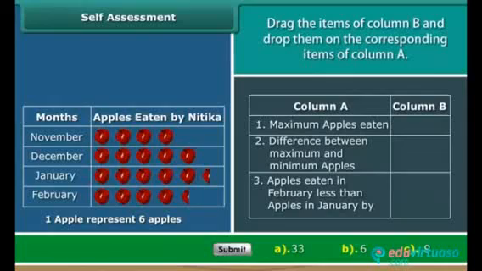Self-assessment. Read the information given by the pictograph carefully. Drag the items of column B and drop them on the corresponding items of column A.